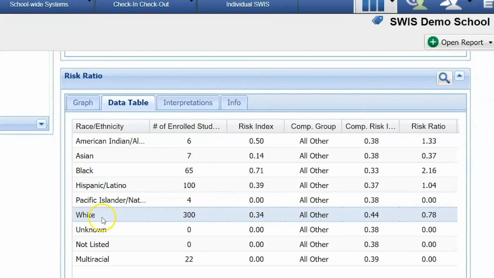To calculate the risk ratio for students identified as white, we divide the 0.34 by the 0.44, which is about 0.78, or less than 1. So in our demo school, students identified as white are 0.78 times as likely as all other students to have at least one referral, which means that they are about 22% less likely to receive a referral when compared to all other students.